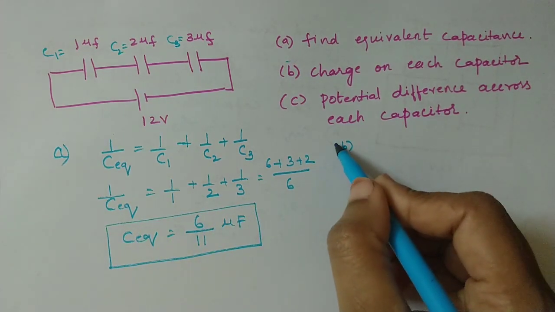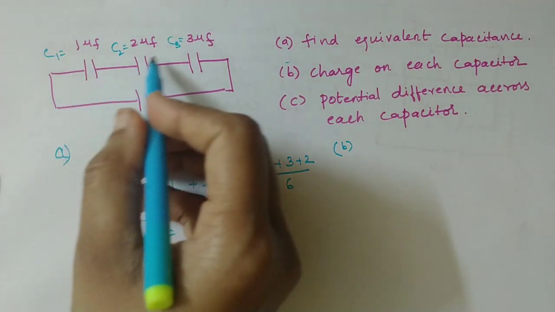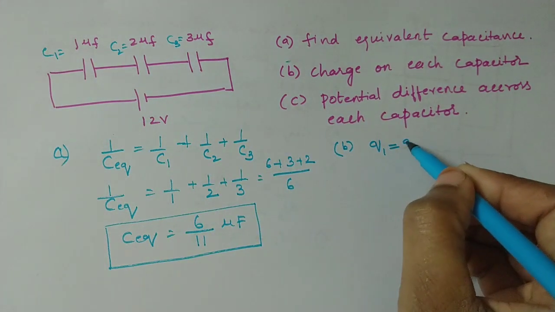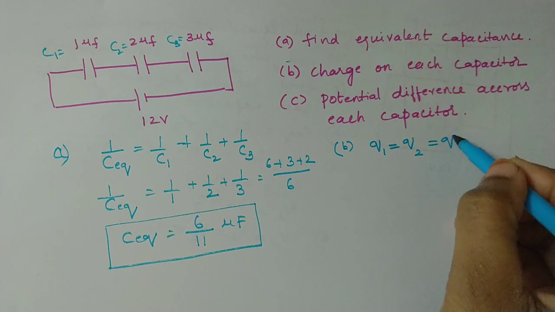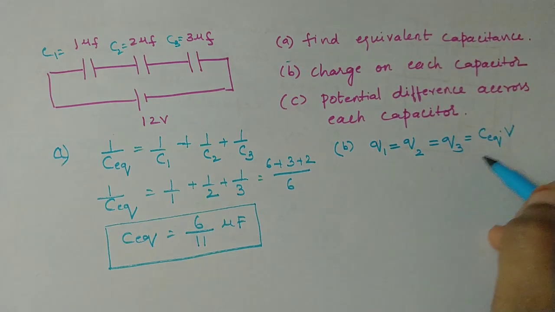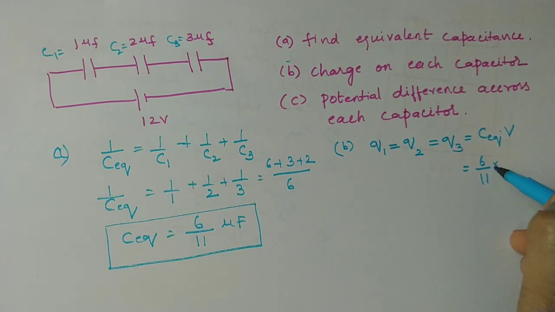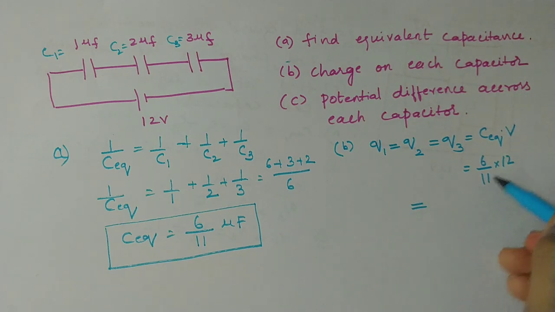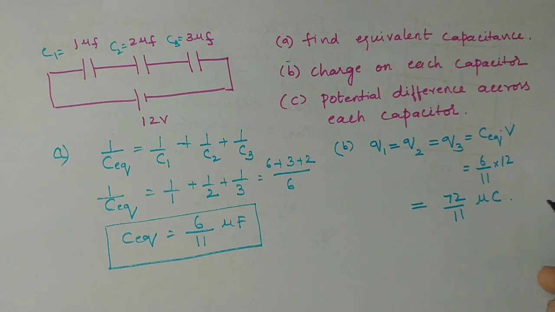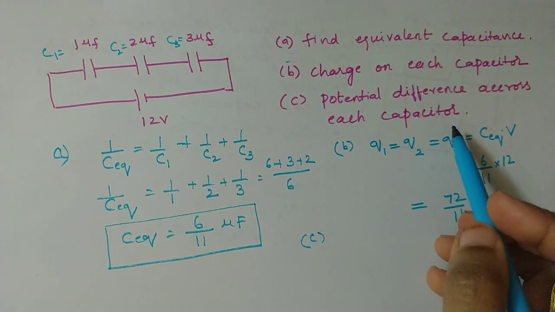Now coming to the B bit, the charge on each capacitor. We know in series combination, charge remains constant in all the capacitors. And how to get the charge? Q1 is equal to Q2 is equal to Q3 is equal to C equivalent into voltage. So C equivalent we already got as 6 by 11, into applied voltage 12. So your answer would be 72 by 11 microcoulomb.